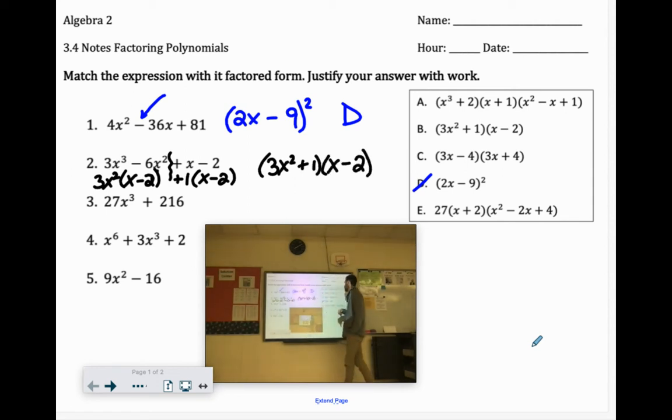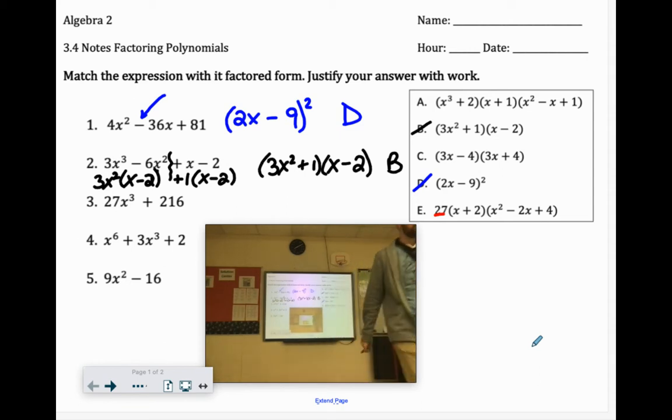Let's see if that's one of our options. Oh, snap. That's big. 27x cubed plus 216. Well, I see a 27 in front. So I'm going to guess that 27 goes into 216 as well. Let me check that.